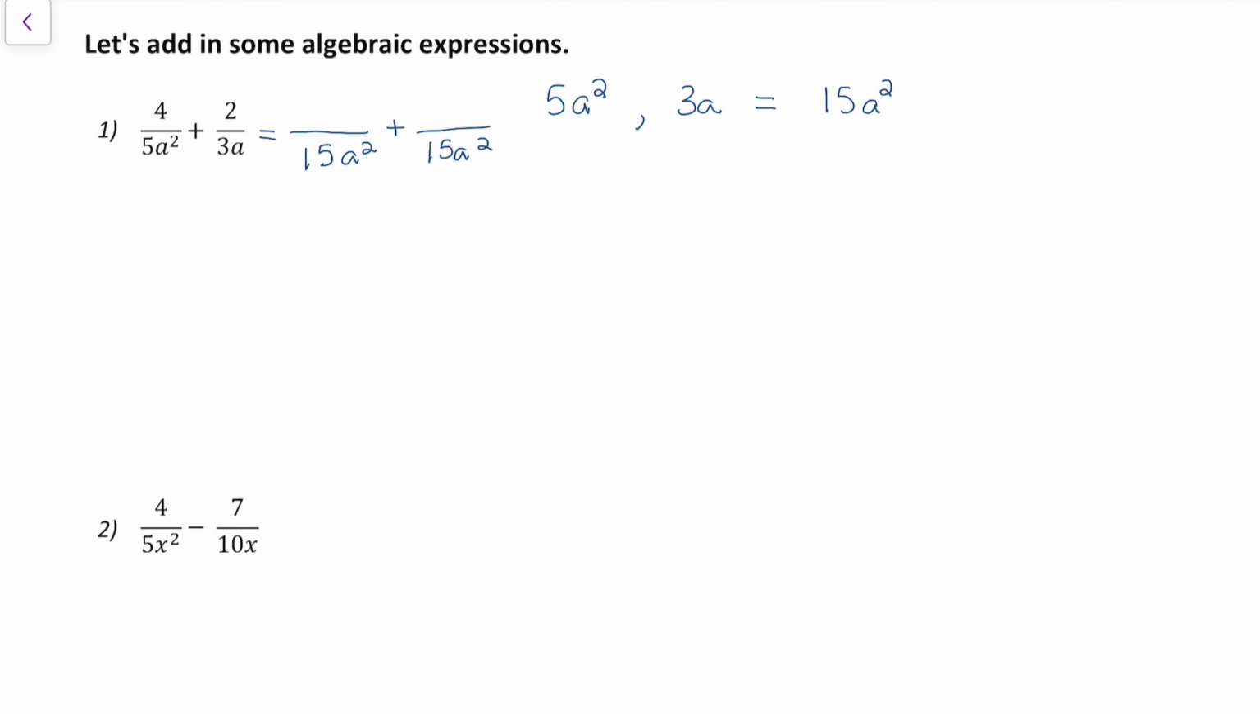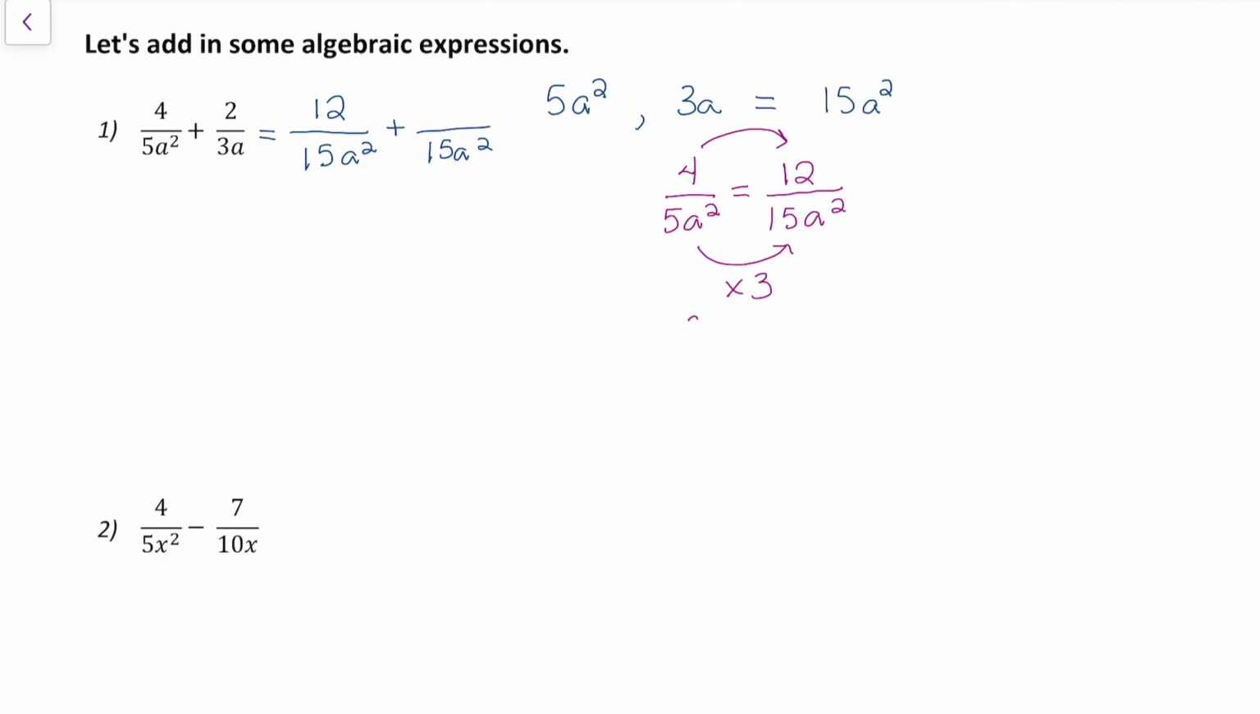Okay, so let's look at 4 over 5a squared. What do I have to do to get it to be 15a squared? I'm going to times it by 3, right? So to get the 5 to 15, I'm timesing by 3. And the a squared's already an a squared, so I'm just going to times it by 3. If I times this top by 3, I get 12. So my first one is 12 over 15a squared.